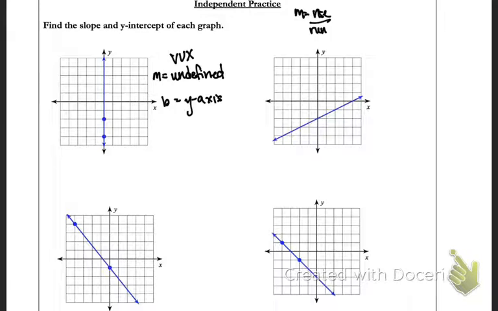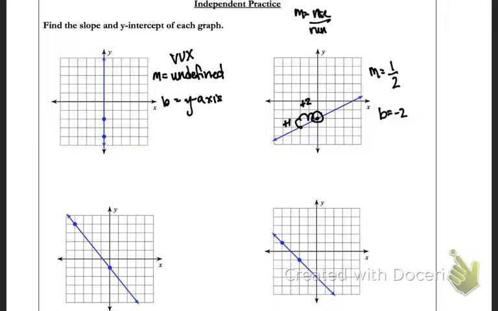Let's look at the next one. I need to identify 2 points on the graph, and then I need to do my rise over run. So I rose 1 and I went to the right 2, making my slope 1 over 2, or half. And then this graph crosses the y-axis at negative 2. So we would put our b value as negative 2.